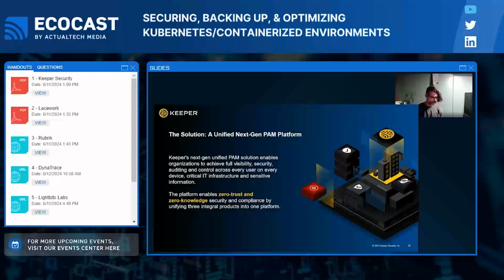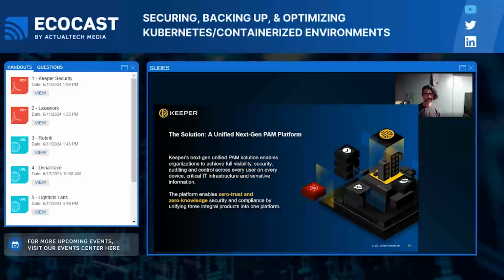Not just infrastructure, but information, sensitive information, simple information. Information leads to more information. If you think your lowest end user getting breached is not going to lead to a bigger breach, it's completely wrong. So let's take a look at Keeper's unified next-gen PAM platform.